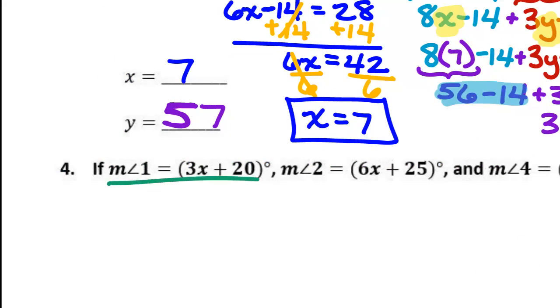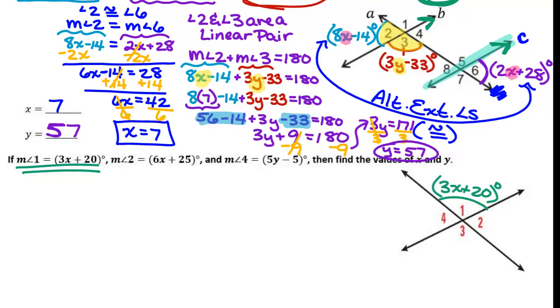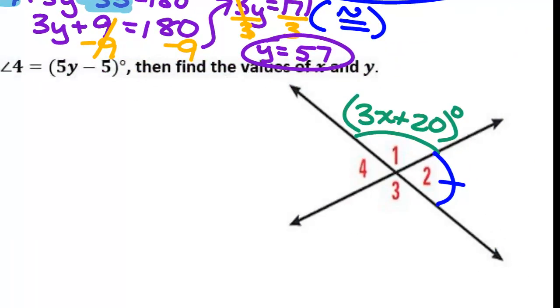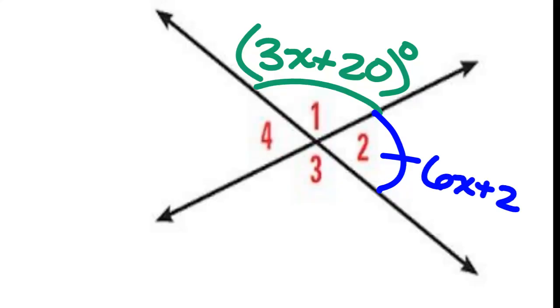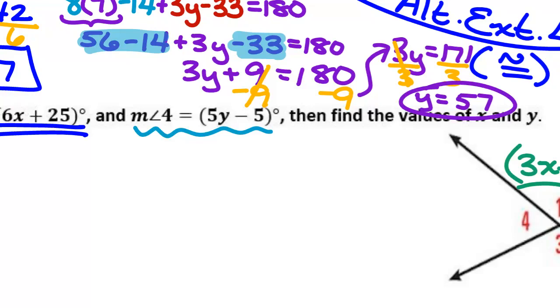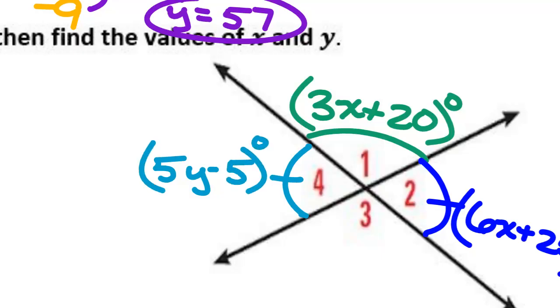Angle number 1 is 3x plus 20. Here's angle 1, 3x plus 20. Angle 2 is 6x plus 25. Here's angle 2, 6x plus 25. And then angle 3. Sorry, angle 4. 5y minus 5. Here's angle 4, 5y minus 5. What do you know about angles 4 and 2?